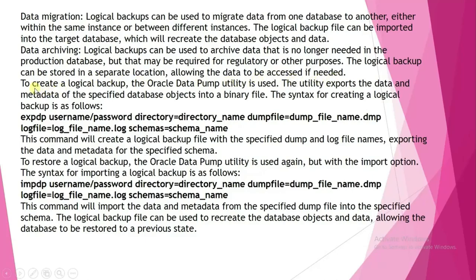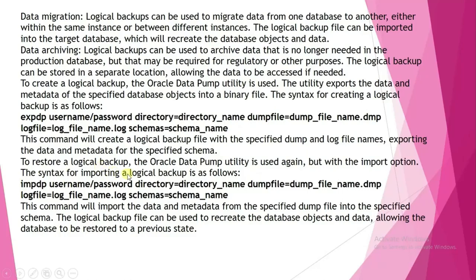Okay, so to create the logical backup, the Oracle Data Pump utility is used. The utility exports the data and metadata of the specified database objects into the binary file. The syntax for creating a logical backup is as follows. You can go through this syntax. Okay, so this is very long and you can read it, or else you can note it down. Then, this command will create a logical backup file with the specified dump and log file names, exporting the data and metadata for the specified schema.